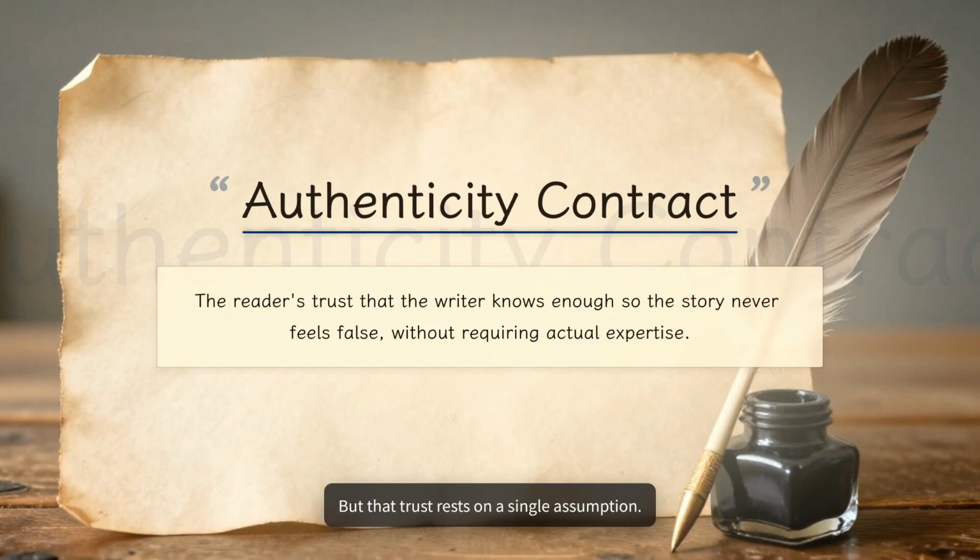But that trust rests on a single assumption. The assumption is that you, the writer, know what you're talking about well enough that the reader never gets pulled out of the story by something that rings false. That's the contract. And here's the crucial part. You don't have to be an expert in everything your story touches. You have to be authentic enough that expertise is never missed. Those are different obligations. Confusing them is where almost every research failure begins.